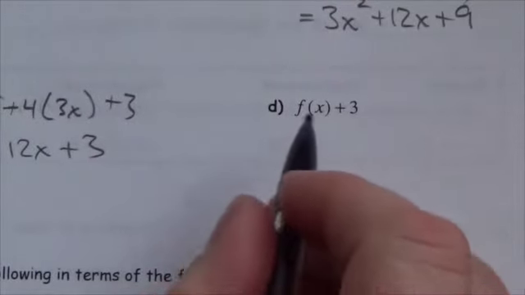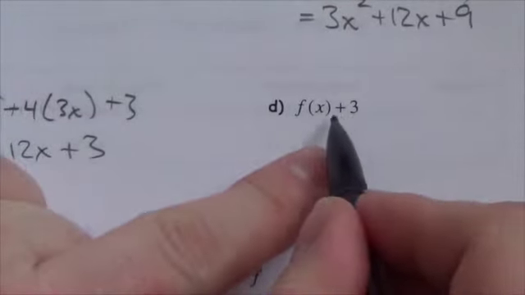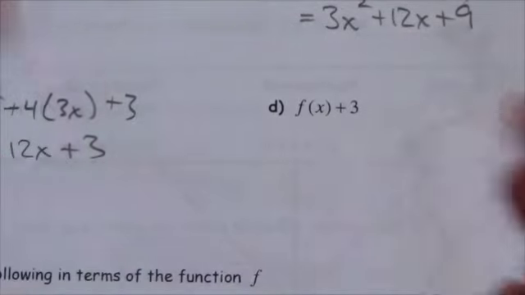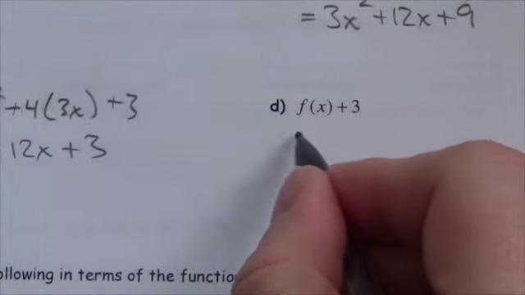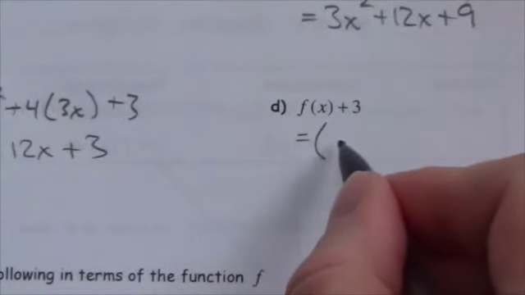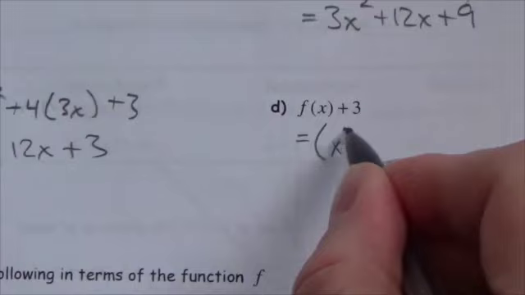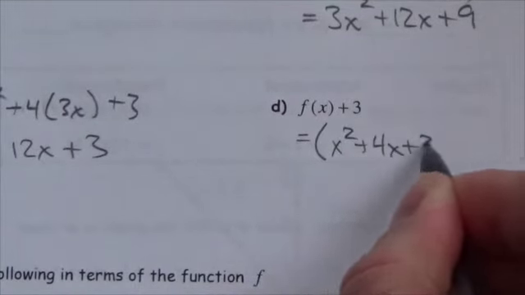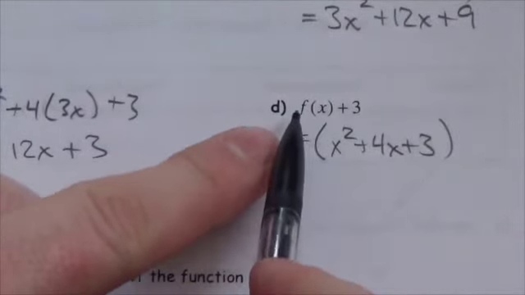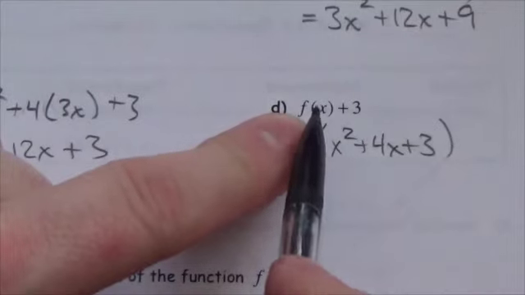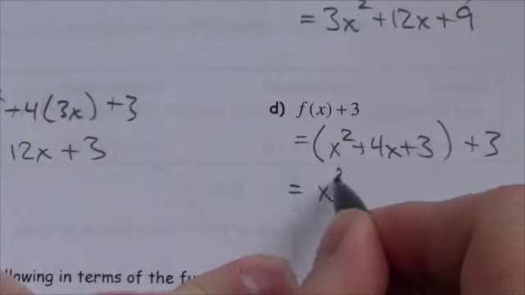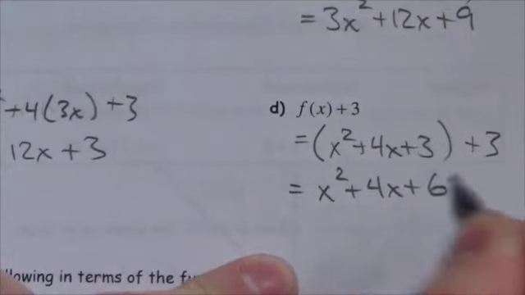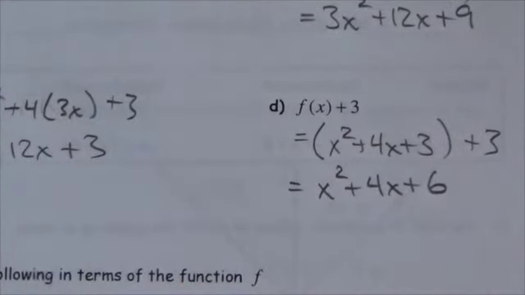Over here, f of x plus 3, notice that this is happening outside the function. This is happening after the function's been dealt with. So again, I'm going to represent that f of x in parentheses here: x squared plus 4x plus 3, because this is simply telling me square the x, add 4 times the x plus 3, and then I'm going to add a 3 out at the end. And when I simplify that, it looks like that. So there you go.